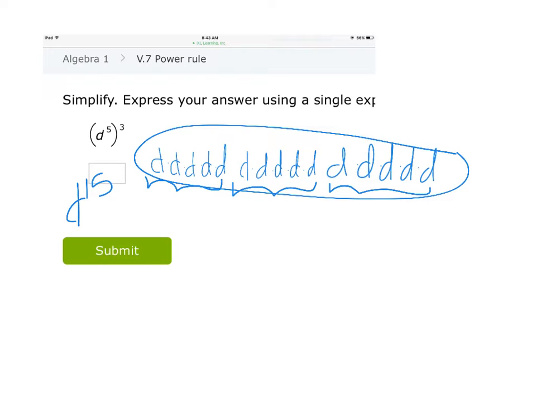Now, there's a shortcut with this, and you may have noticed it or maybe not. What's going to happen is you're going to take your exponents, the one that's inside the parenthesis, the one that's outside the parenthesis, and you're going to multiply them together. So that is another way that you could solve or simplify this problem instead of writing it out.